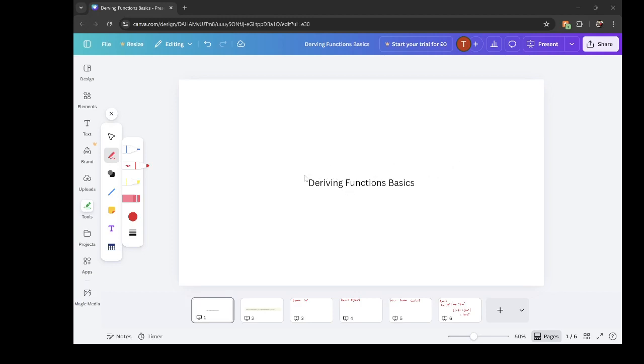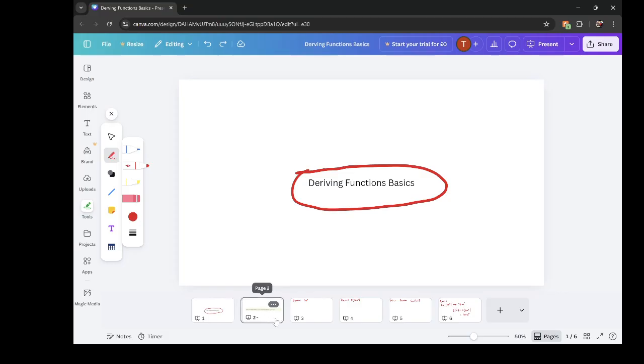Today we're going to be talking about deriving functions, the basics of deriving functions, just the basics for now. We're only going to be focusing on the basic formula and doing some questions on it. So let's get right into today's video.